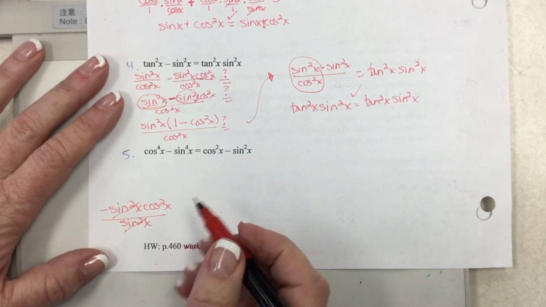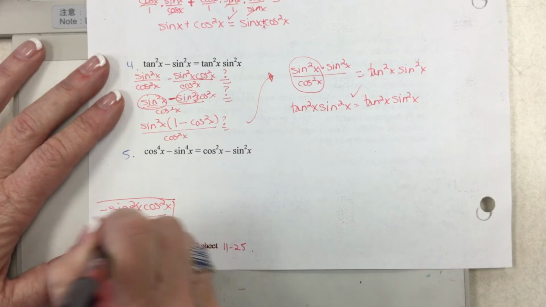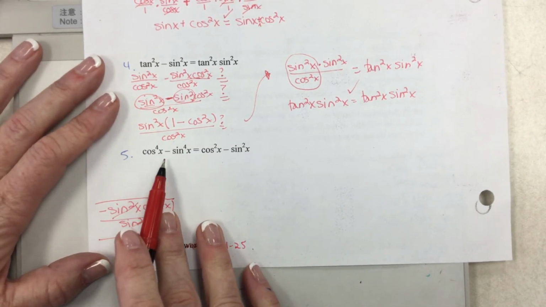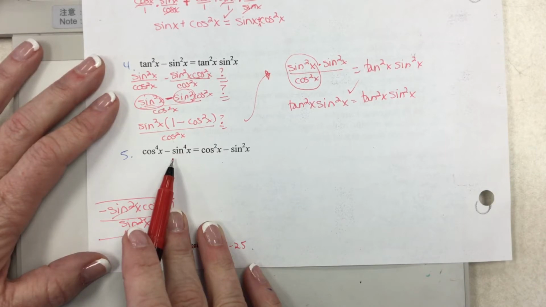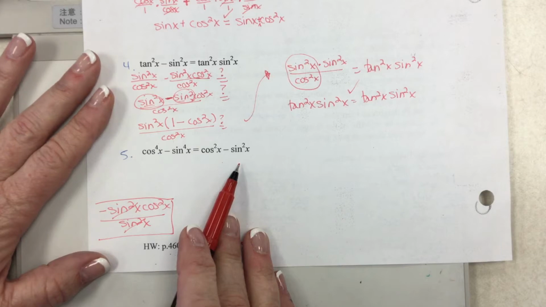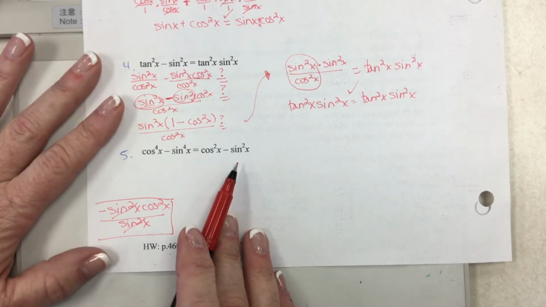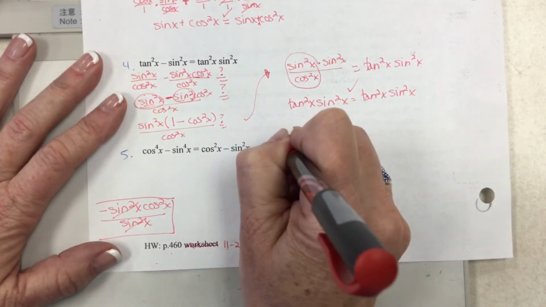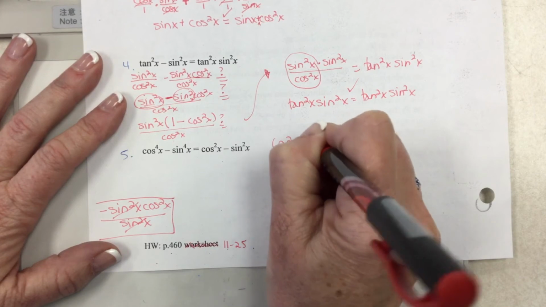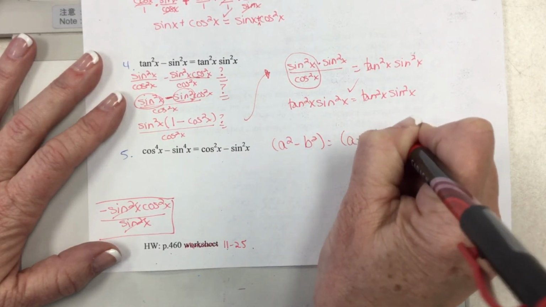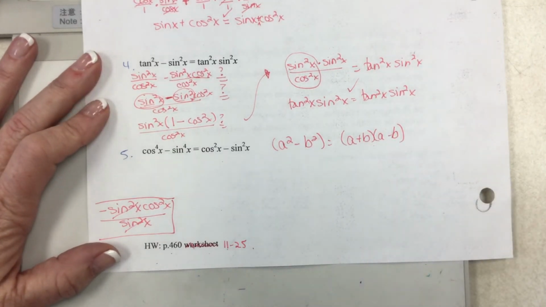Okay. All right, number 5. Cosine to the 4th minus sine to the 4th is the same thing as cosine squared minus sine squared. Says who? Okay, what I want you to think of with this is this right here. And see if you can figure that out.